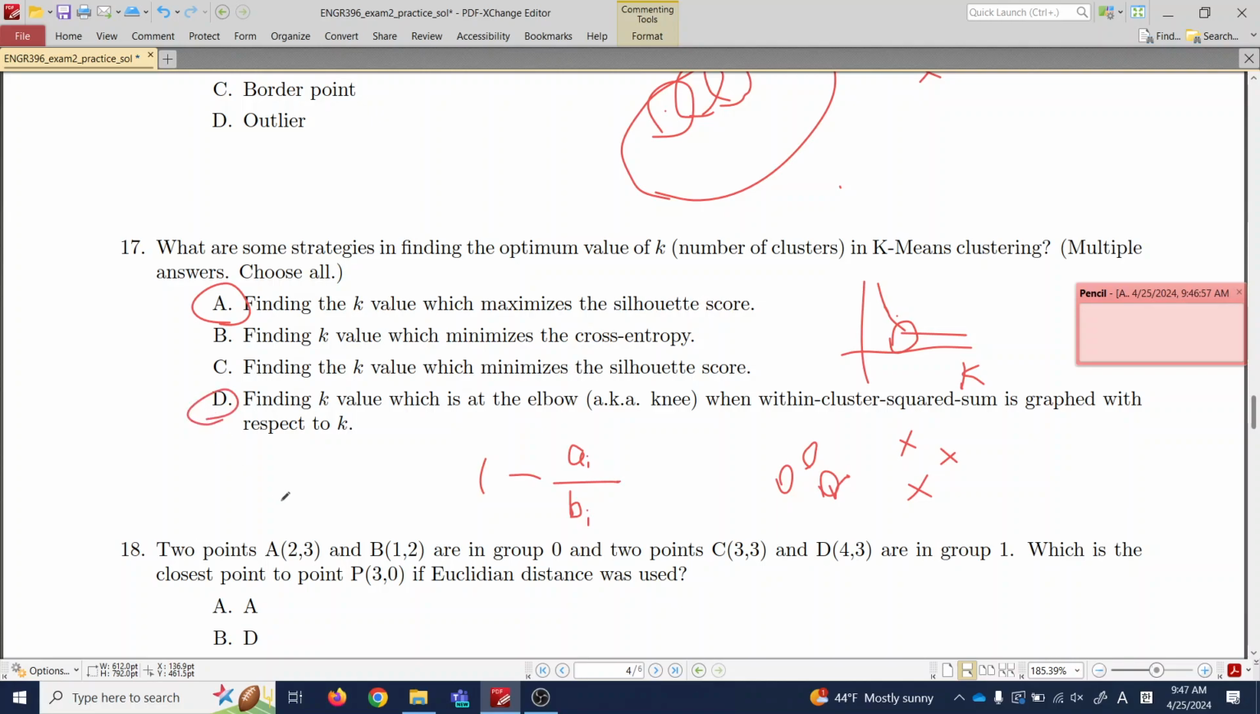And in both cases, these are really heuristic. You don't know whether this is really the right one, but this is the best guess, okay?